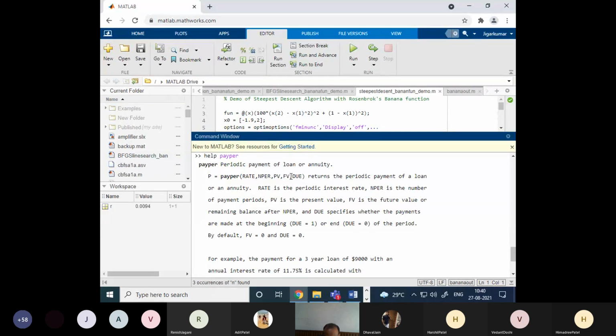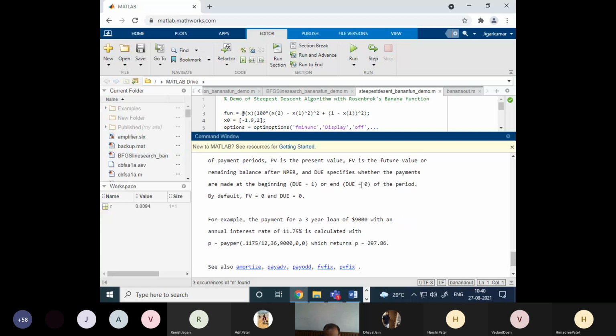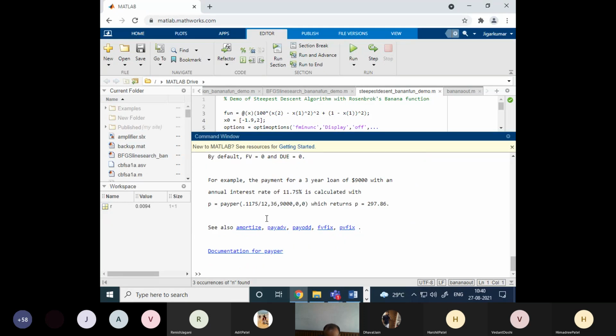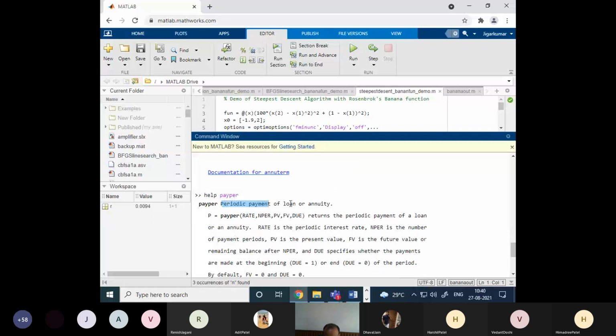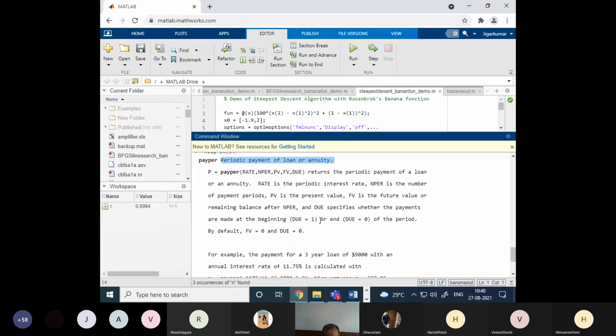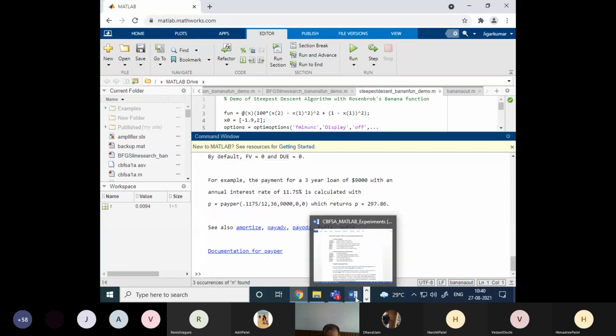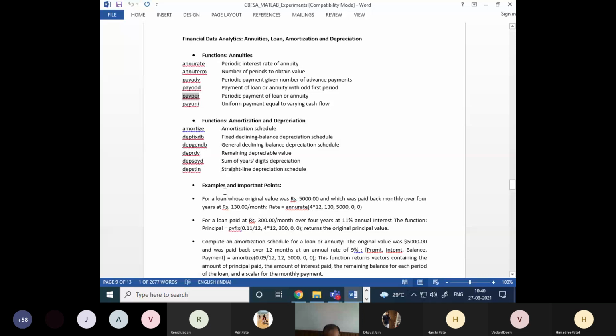Then the present value, future value, and due. You can input present value, future value, and due. You can make it 0 because usually we get the installments or the annuity at the end of the month or end of the period. So we always make it 0. Likewise, you can calculate the periodic payment or amount of annuity. So that's what our experiment is about.